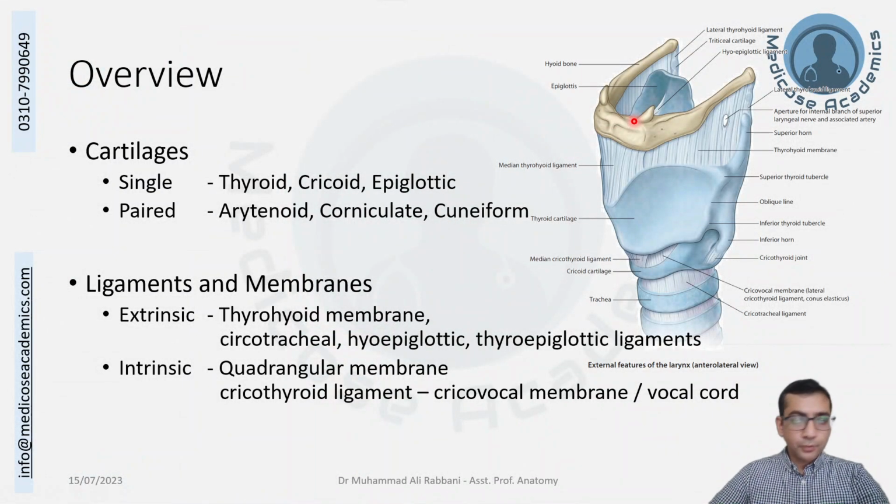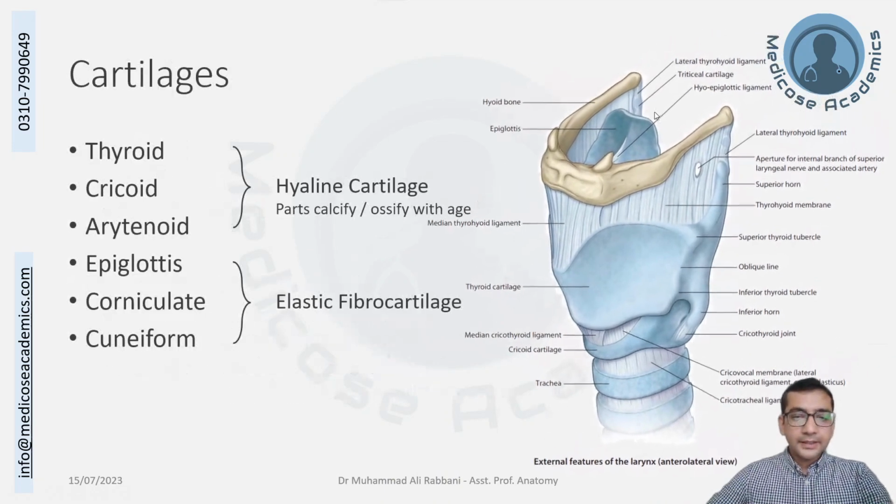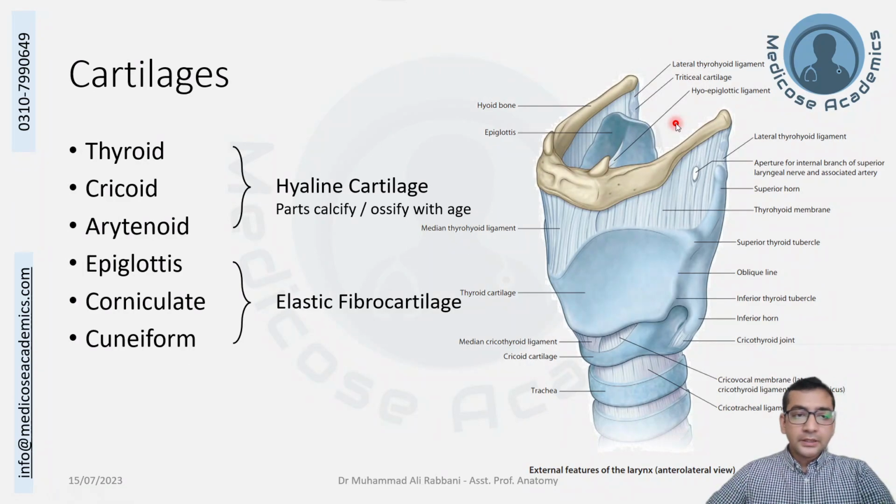So this is the overview of the skeleton of the larynx. And then there is a thing about their histology. Thyroid, cricoid, and the lower end of the arytenoid are hyaline cartilages. And the epiglottis, corniculate, cuneiform, and maybe the upper part of the arytenoids are elastic fibrocartilages.